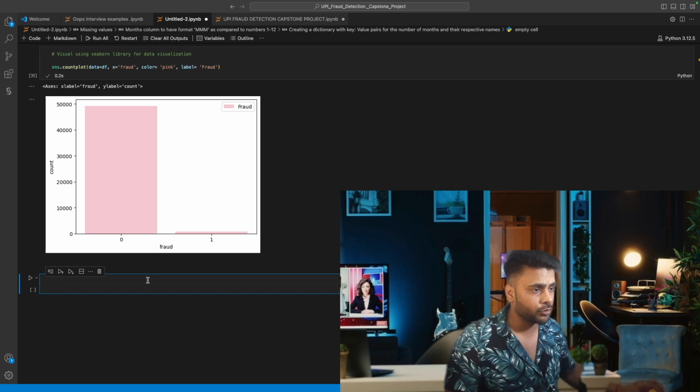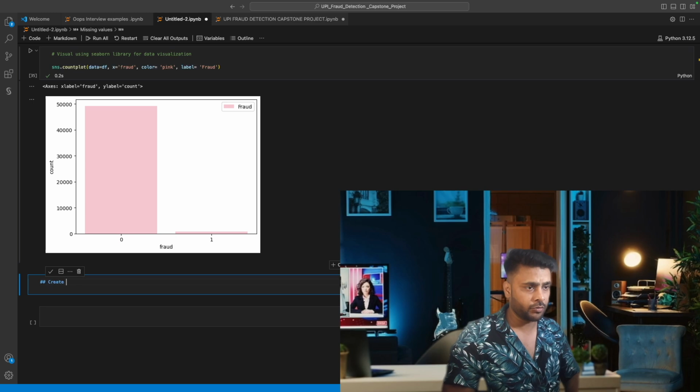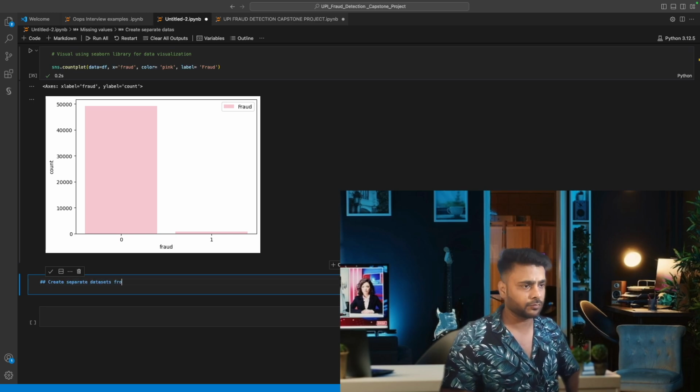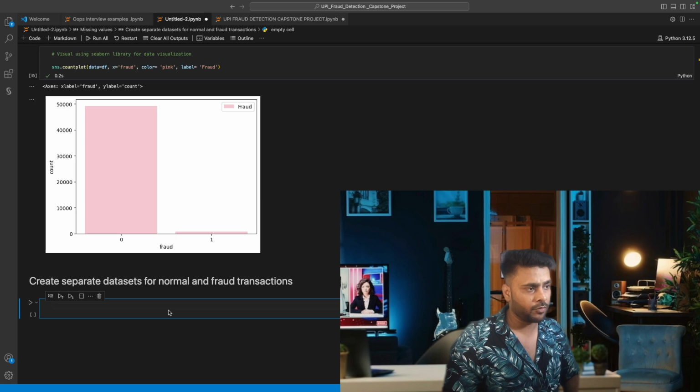So I'll explain this to you, starting with the first step. What I want to do is create separate data sets for normal and fraud transactions. This is something that we are going to do with the help of pandas. So we have to define a condition first.